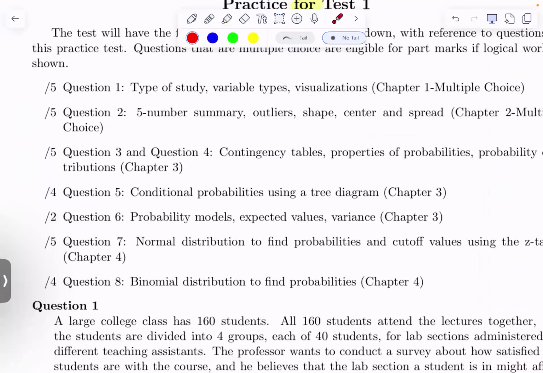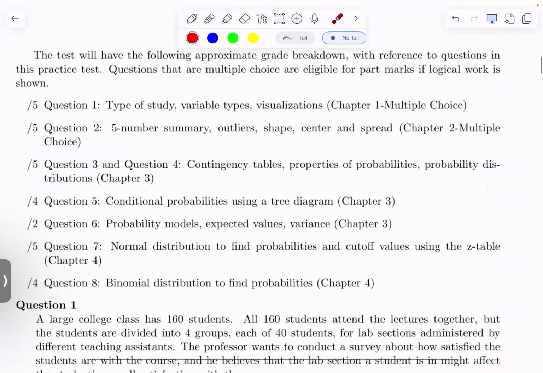Rough grade distributions. Question 1 is what type of study is this? What type of variable is this? Looking at some visualizations, what are some appropriate visualizations depending on the variable that you have? Chapter 1 stuff. This is going to be multiple choice.